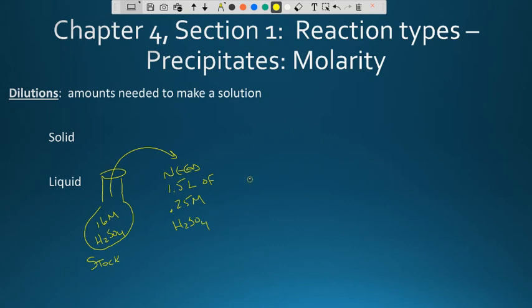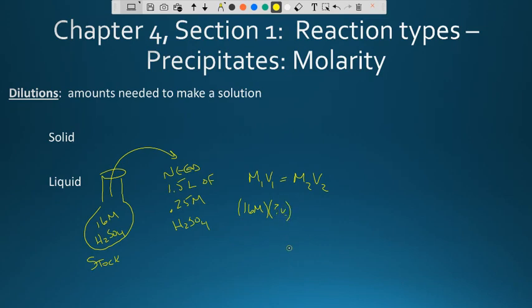When I'm doing liquids, I take the strength of one thing and its volume, and I figure out the ratio to the strength of my weaker thing and its volume. M1V1 equals M2V2. Pretty simple. I'm going to actually figure out and plug in my numbers. I have a 16 molar stock solution. I don't know how much I'm going to be pouring in.